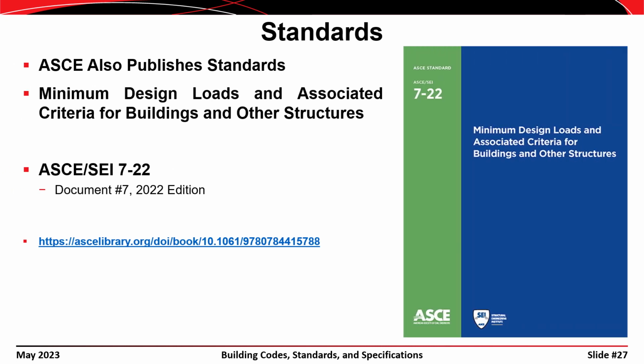The American Society of Civil Engineers also publishes standards. One that we'll use extensively is maintained by the ASCE Structural Engineering Institute. ASCE 7-16, the 2016 edition of ASCE's document number 7, is the minimum design loads and associated criteria for buildings and other structures.